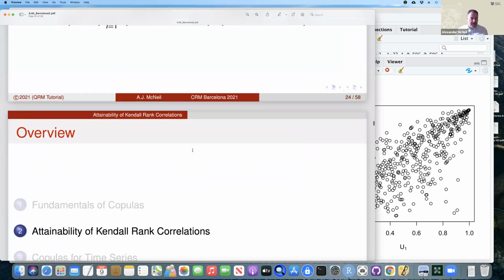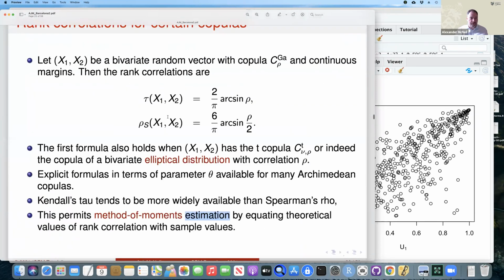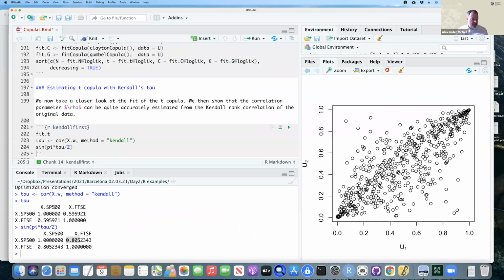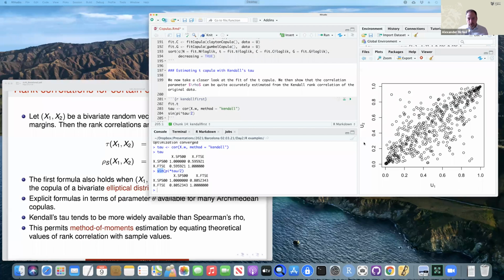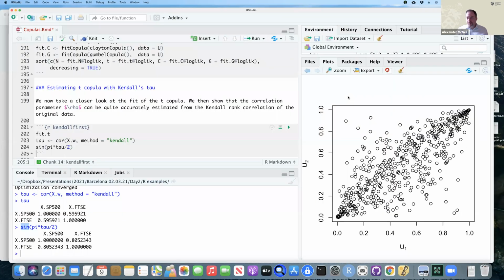So the final thing I did there was I showed you the use of this formula. I inverted it. I got tau, and then to get rho, I basically multiplied by pi, divided by 2, and took the sine. You can see that here. Multiplied by pi, divided by 2, and took the sine. And I got a number which is an alternative way of estimating the correlation parameter. Obviously, it works very well for the Gauss copula because it has no extra parameters.